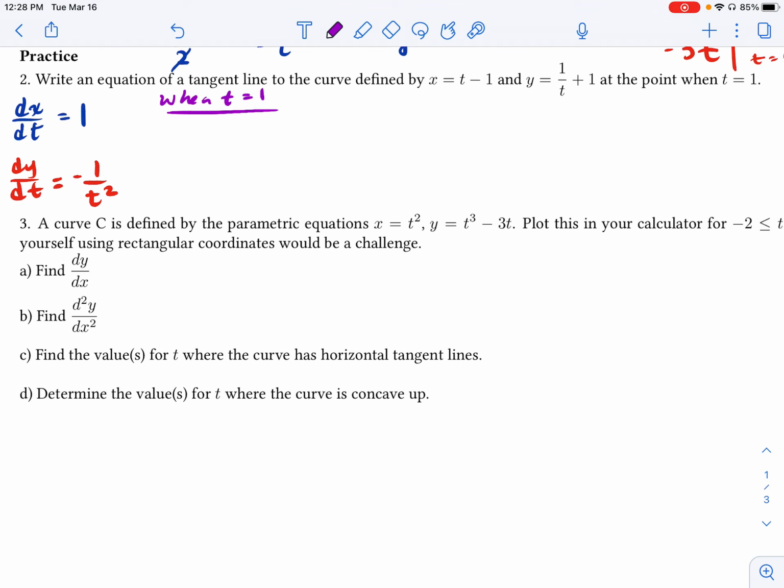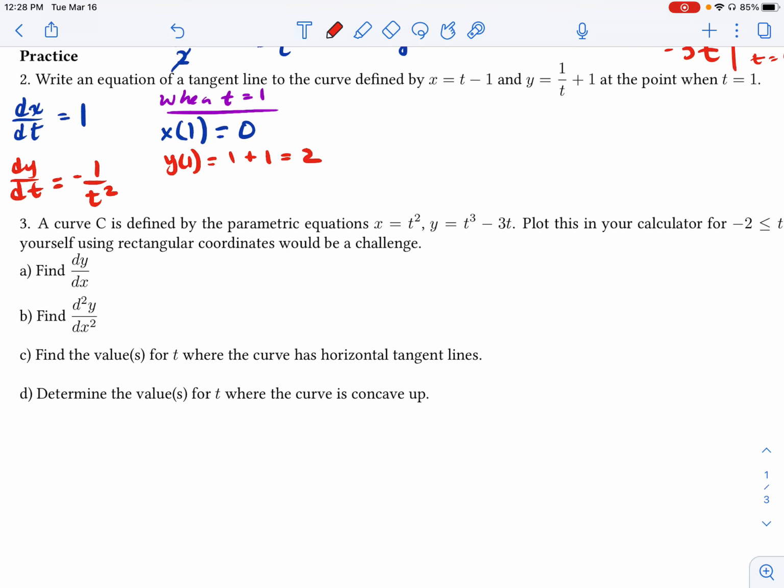Let's establish a couple of things here. When t is equal to 1, we know we're going to need some x and y values for our tangent line. So let's just do some evaluating. When t is equal to 1, what is x of 1? Well, that's just going to be equal to 0. And y of 1 is going to be 1 over 1 plus 1, and that's equal to 2. Okay?